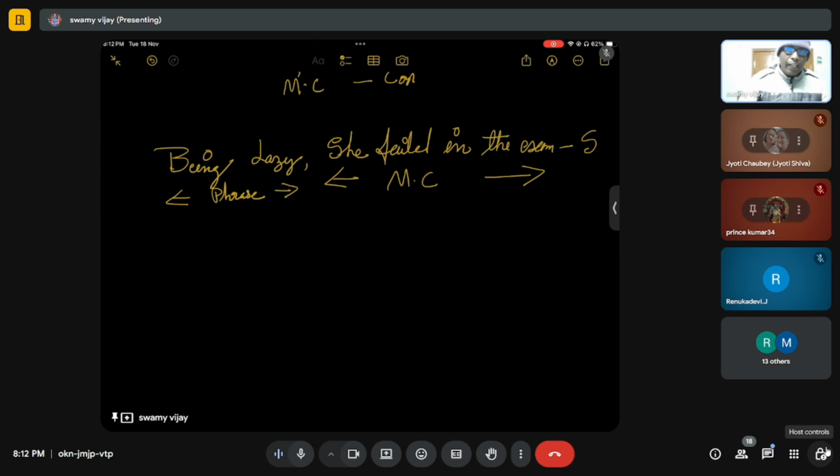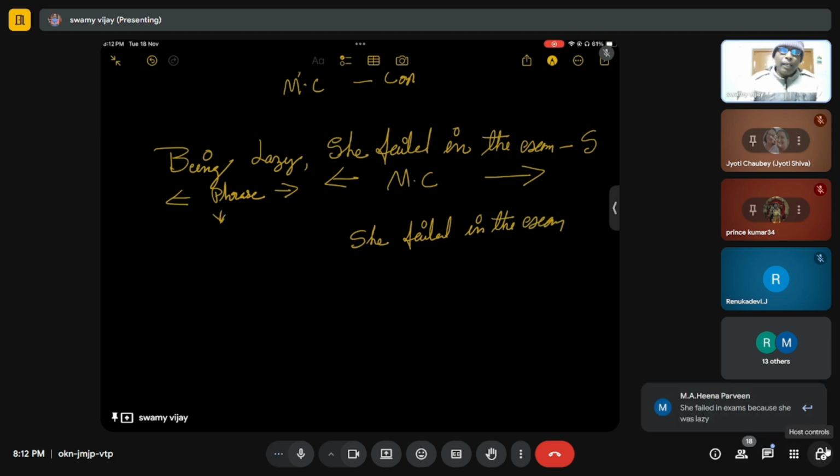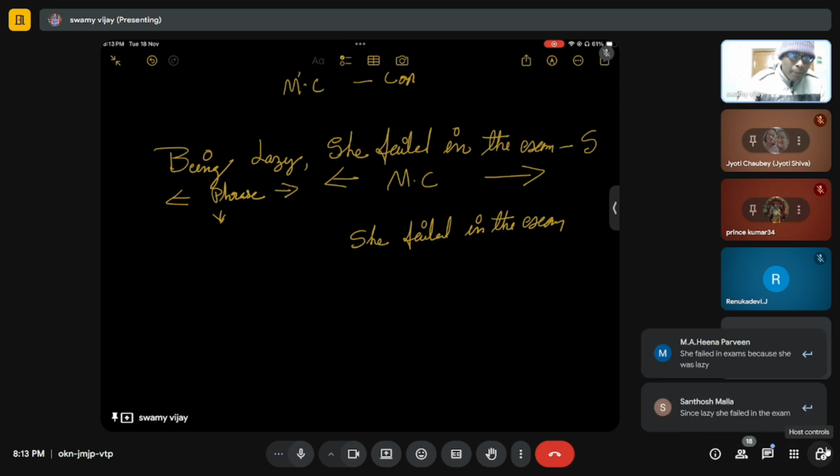Now how can we transform this sentence into a complex one without changing the meaning or the tense of the sentence? Give me an answer. Being lazy, she failed in the exam. What is the complex sentence? "She failed in the exam" remains the same. Now this phrase will become a subordinate clause.